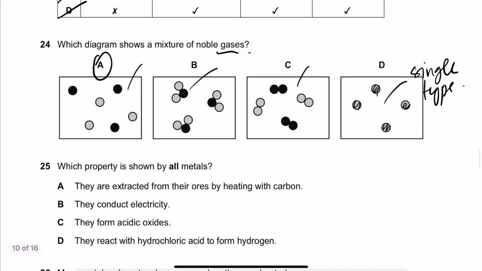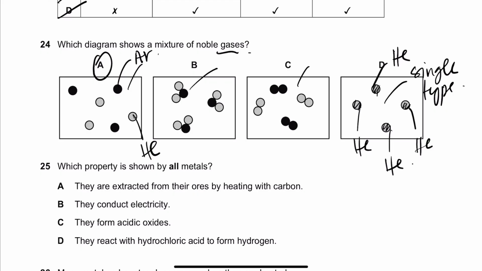Okay. A is a mixture because it has one. Let's say this is argon. So to differentiate it, they've used a different color. So maybe this is helium. Let's say this is helium. Okay. But if I'm saying this is helium, then all of these are helium. It's not a mixture. It's just one type of. Read the question. We have to have a mixture of noble gases, not just one type of noble gas. Okay. So A is my answer, not D, guys.